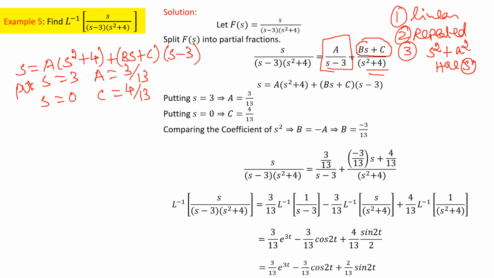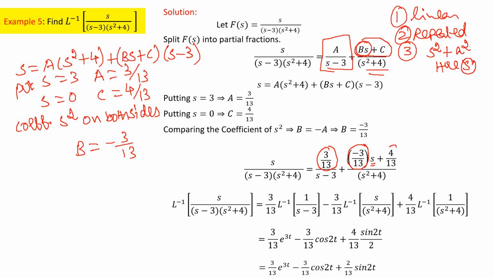Since there is no value to substitute to calculate b, what I am going to do, compare the coefficient of s power 2 on both sides of the equation. So since there is no value to substitute, you have to compare the coefficients. In this case, I am comparing the coefficient of s power 2 on both sides. So by comparing s power 2 on both sides, we will come to know b value as minus 3 over 13. Then substitute a value here, b value here, and don't forget to multiply s because we have taken bs. Then write c value here.